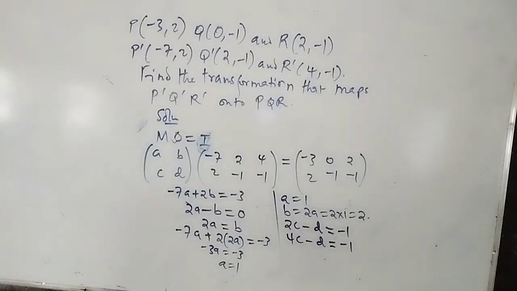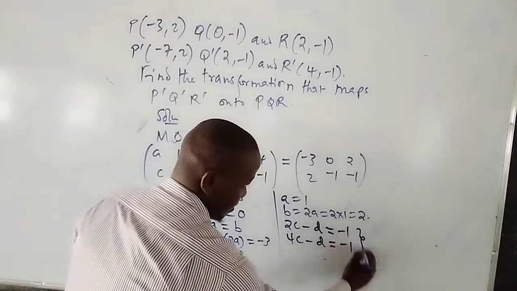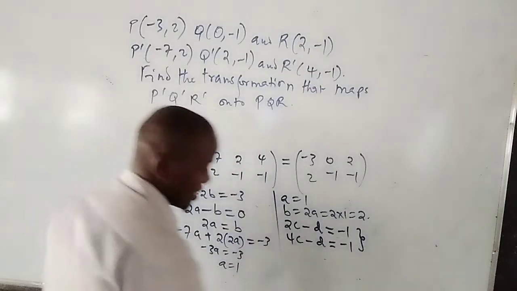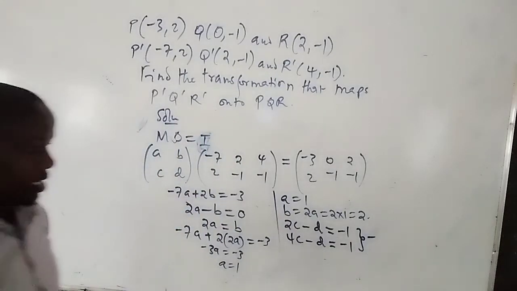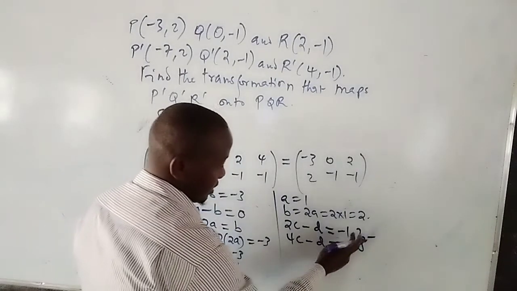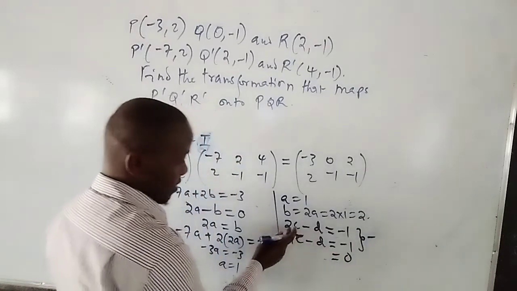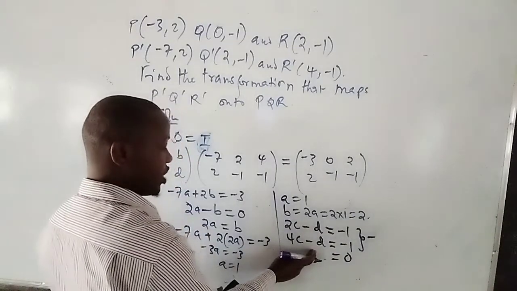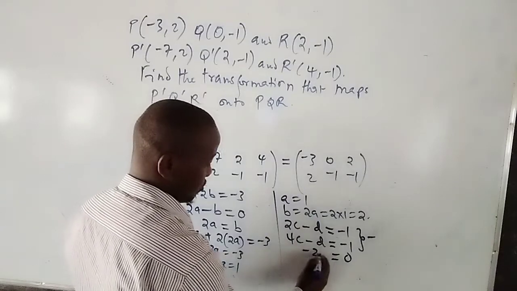Should give us -1. Because D and D are equal, we can just subtract them. We can subtract downwards. So when we subtract -1 plus 1, it becomes a 0. So -D minus D also becomes 0. Then 2C minus 4C becomes -2C.